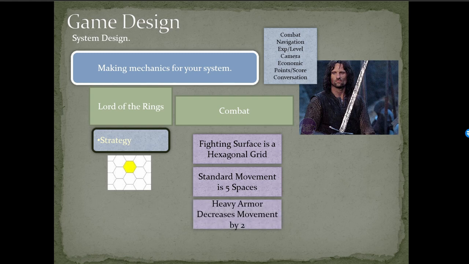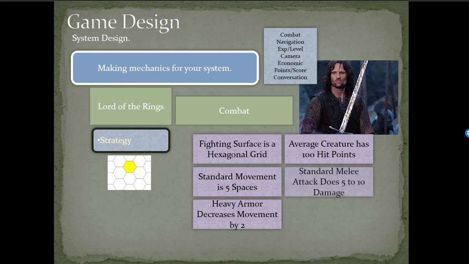So we're going to have a mechanic here where heavy armor decreases movement by 2. If a unit has heavy armor, they're less mobile. Makes sense, fits in with the rest of the combat system. We'll say that the average creature has 100 hit points. If we know that an average creature has 100 hit points, then we can also determine what sort of combat we want to see.